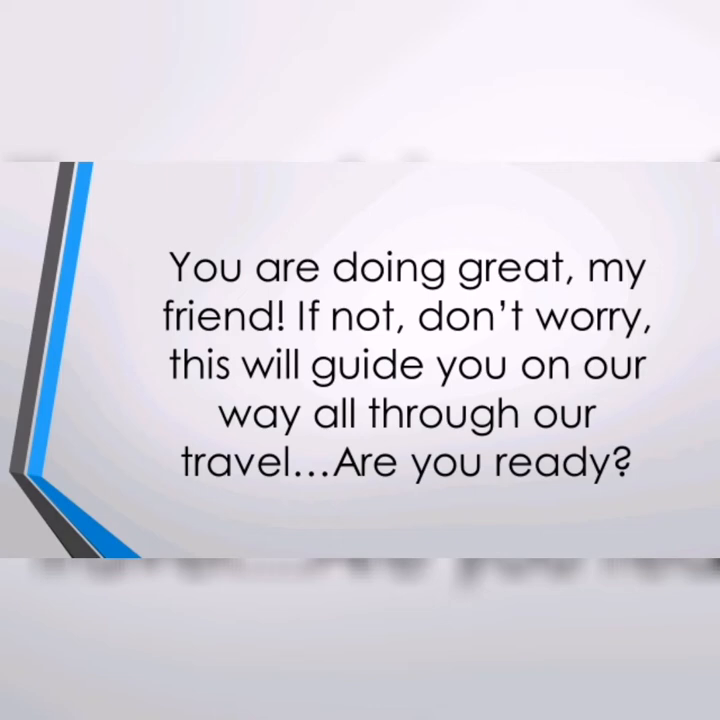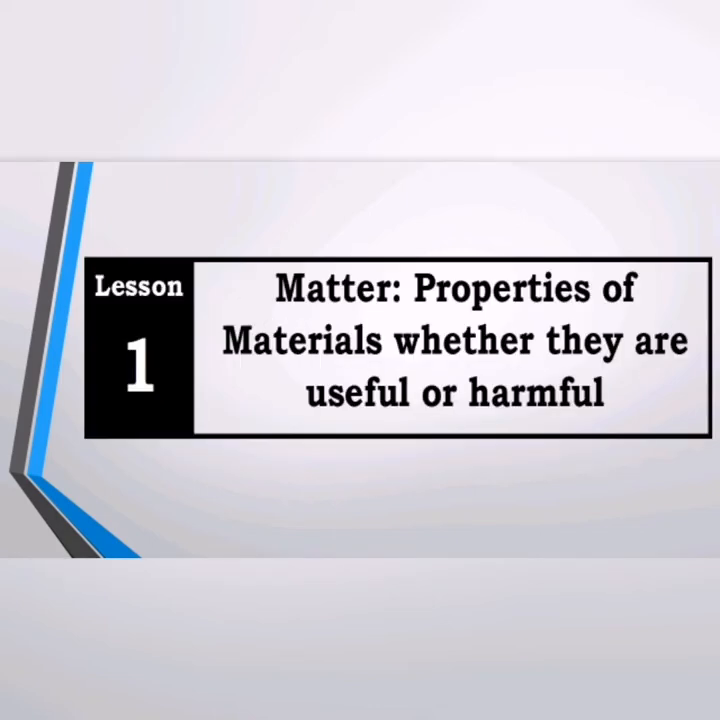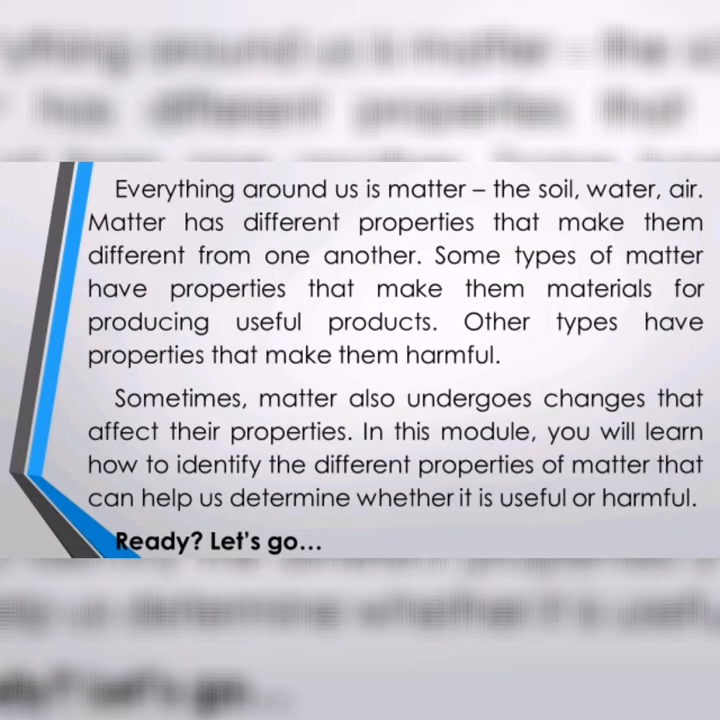Are you ready? Now let's start discussing Lesson 1, Matter, Properties of Materials, whether they are useful or harmful. Everything around us is matter. The soil, water, air. Matter has different properties that make them different from one another. Some types of matter have properties that make them materials for producing useful products. Other types have properties that make them harmful.